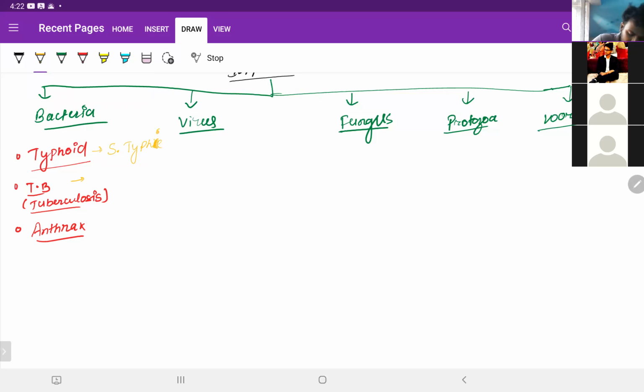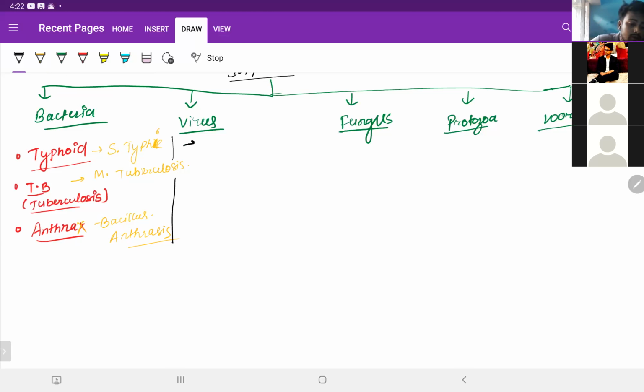Tuberculosis is caused by Mycobacterium tuberculosis, right? Anthrax is caused by something called Bacillus anthracis. So these are some of the names if you want to keep that in mind. Not really useful for you.